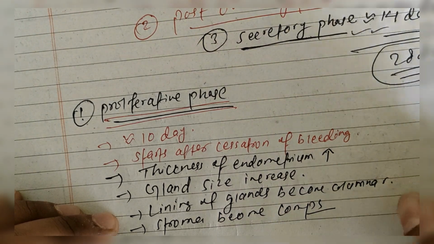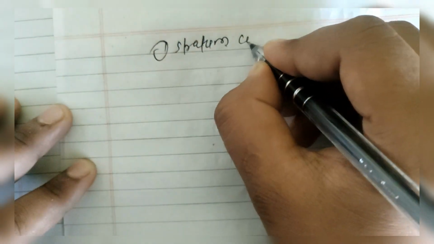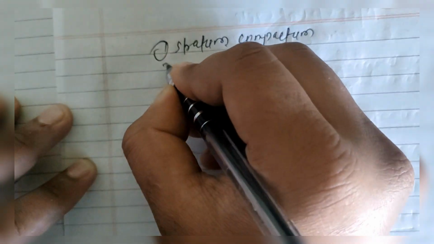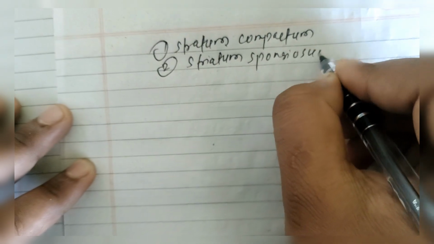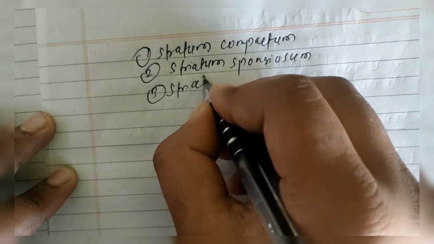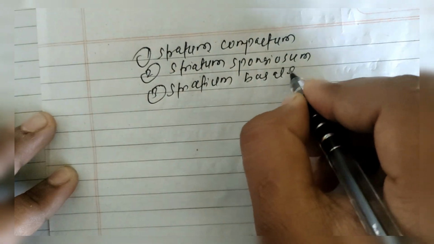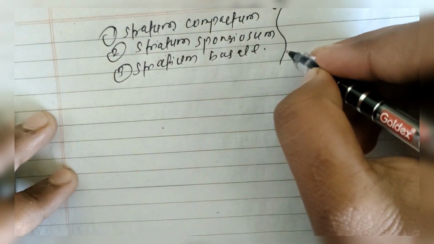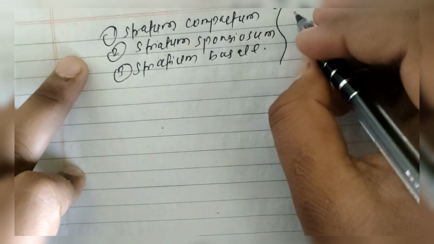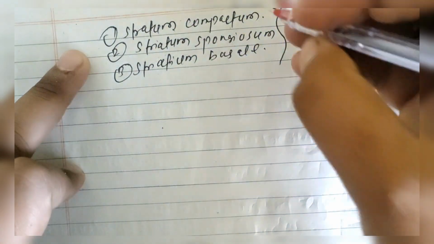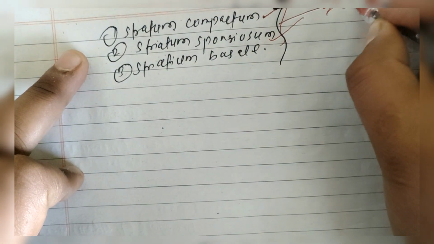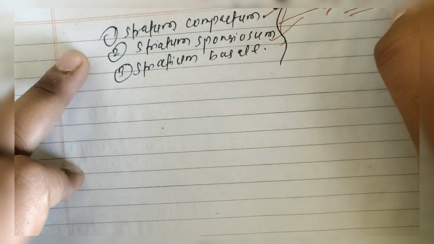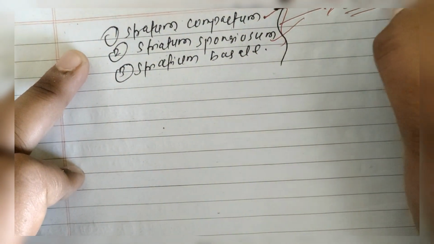Now this stroma is divided into 3 parts, that is the stratum compactum, second is stratum spongiosum, and third is stratum basale. So during the shedding of endometrium, these two parts, stratum compactum and stratum spongiosum, are shed off from the endometrium at the last of proliferative phase.